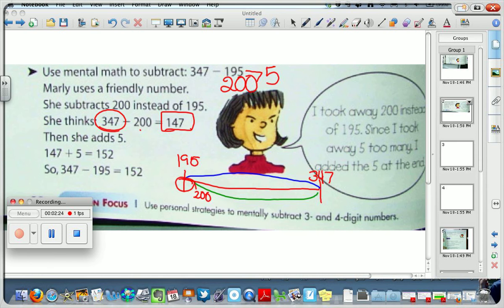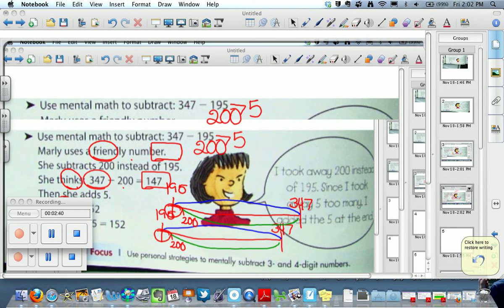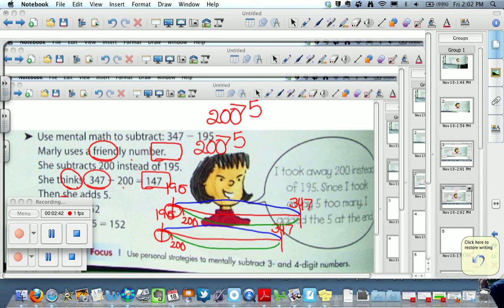I need to add that 5 back in here. So I need to add 5 again. Why? Because I made this number get too big. So I need to adjust it. So she does that. You took a picture. She does that. She adds the 5 back in.